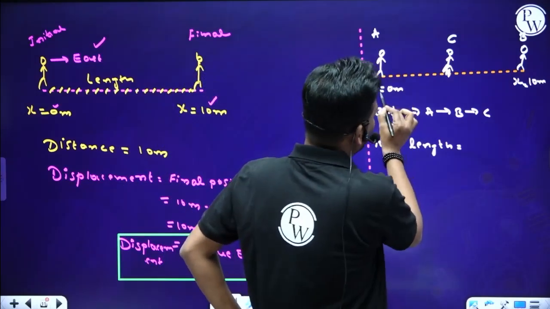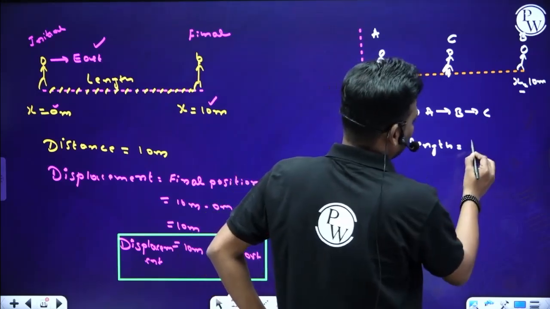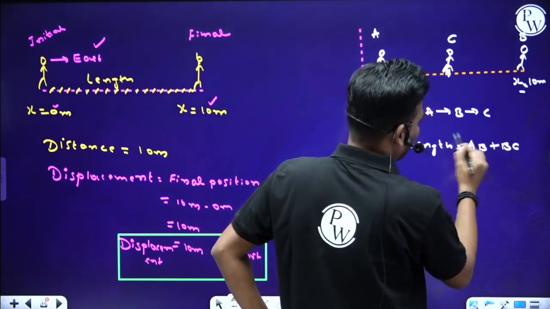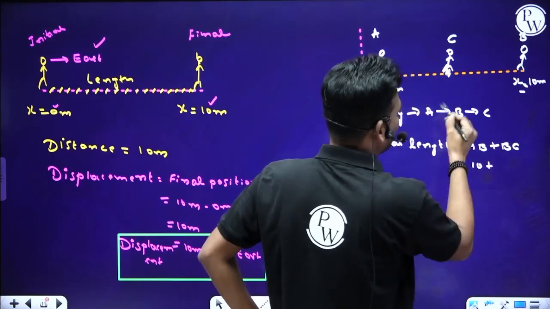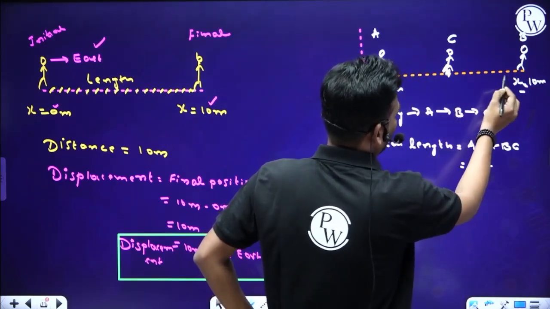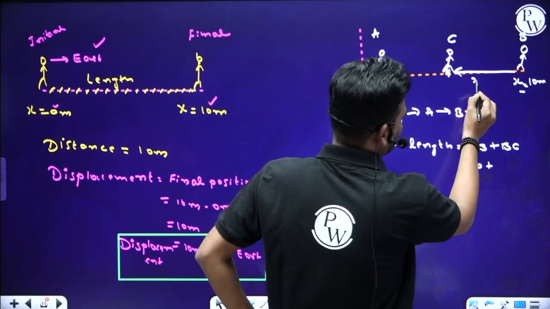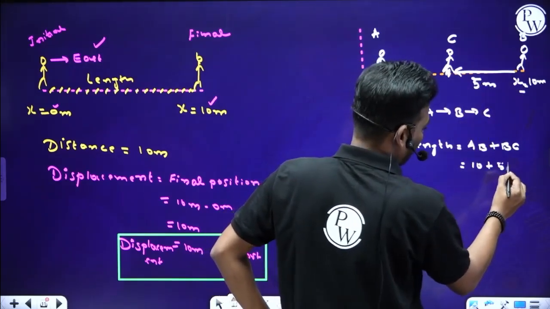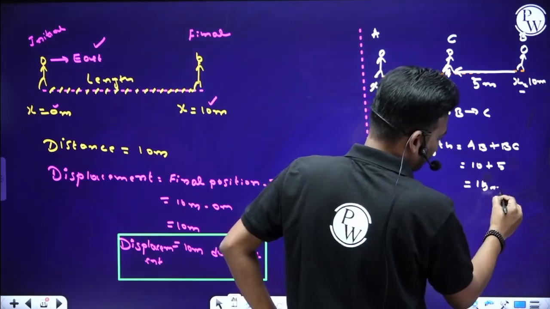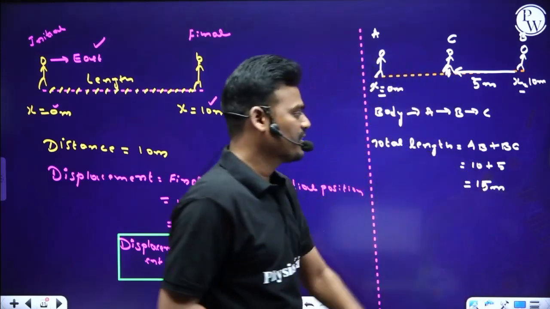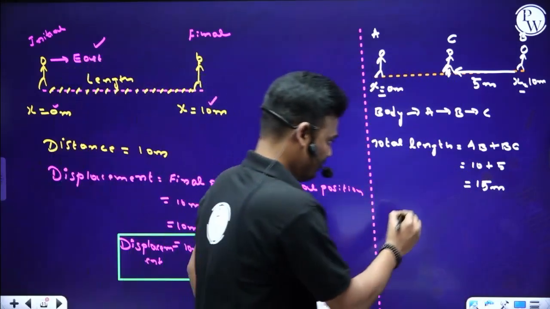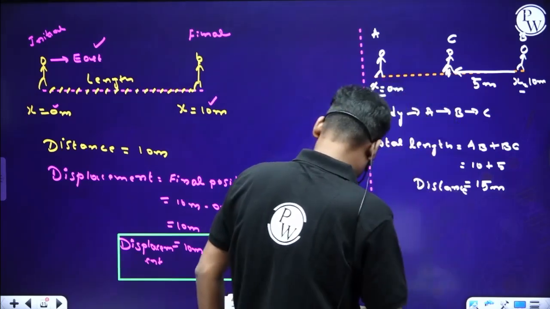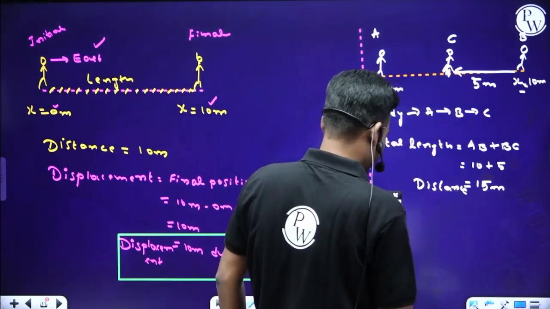So A to B plus B to C. Here A to B is 10 meter and B to C is half of the distance, that is 5 meter. So the total distance is 15 meter, 10 plus 5. This one we call a distance.